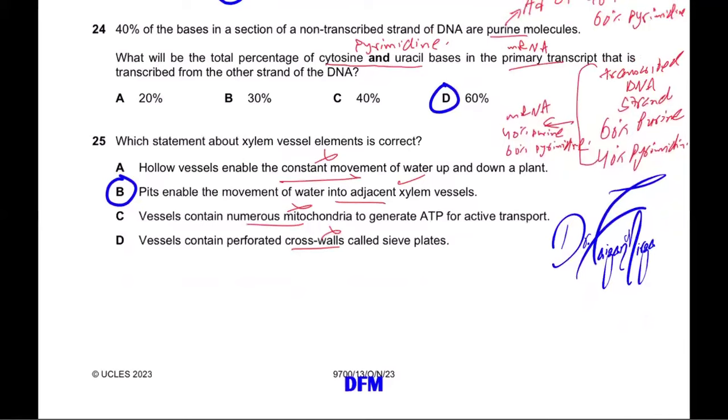So coming back, which statement about xylem vessel is correct? Hollow enables the constant movement of water up and down. Constant movement up and down? No. Pits in xylem. Water moves in one direction, up, not down. So pits enable movement sideways, yes. Vessels contain numerous mitochondria? No, they do not. Vessels contain perforated cross-walls? No, they do.